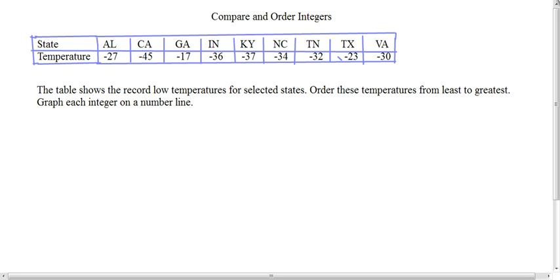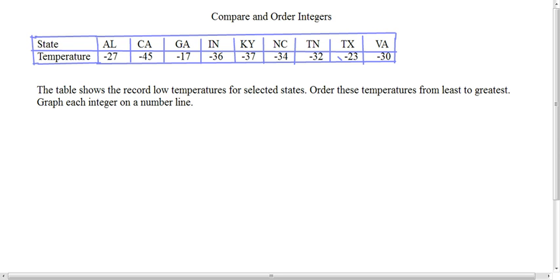We've already taken a look at the first example of comparing, graphing, and ordering integers. So what I need you to do now is take a look at this particular problem, pause your video, and then come back and we'll work it together and make sure that you understand the actual specifics. Okay? So go ahead and pause your video now. Work the problem.